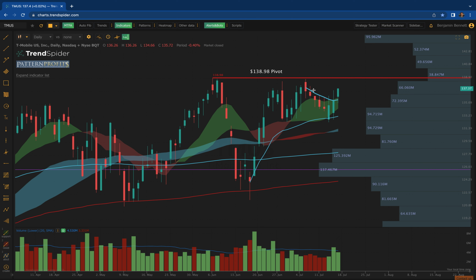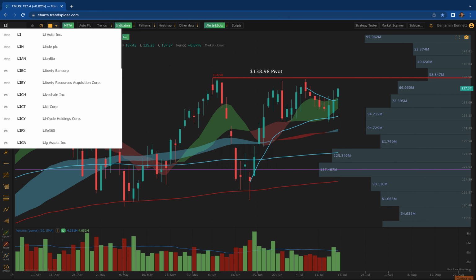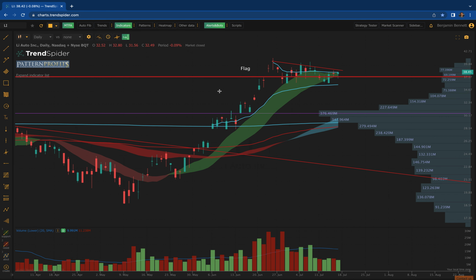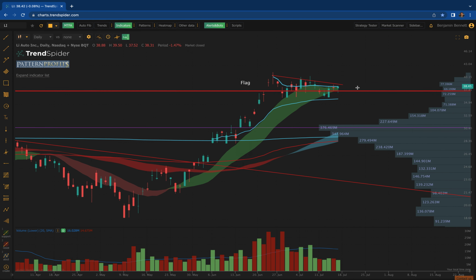Anchored VWAP off of that recent high, reclaimed that on Friday, back above the 10/20 cloud. Notice how that anchored VWAP from off of the swing low acted as support back here. So now just looking for that upside continuation and big volume through 138.98. Again, that's T-Mobile, TMUS.